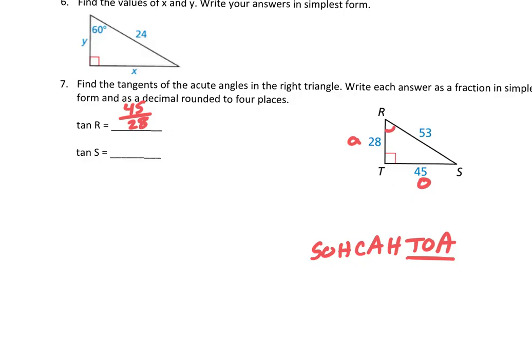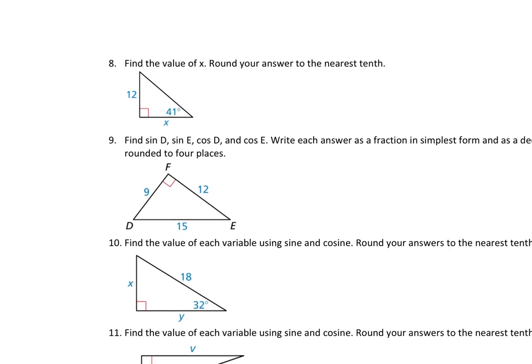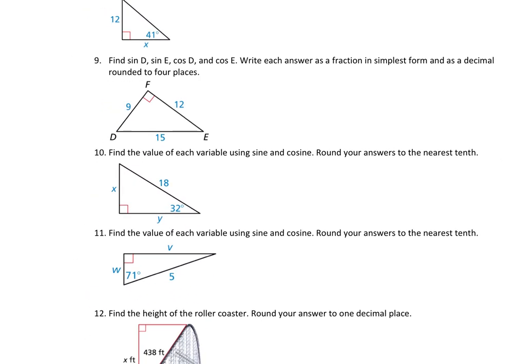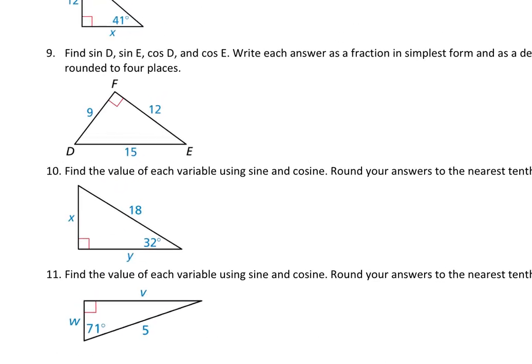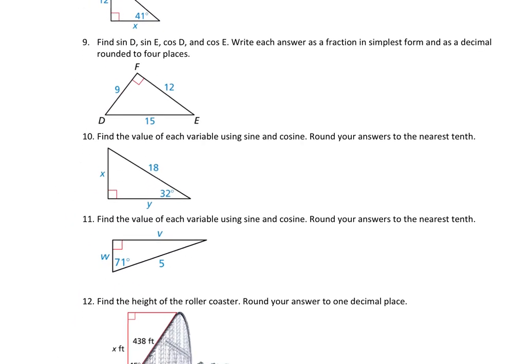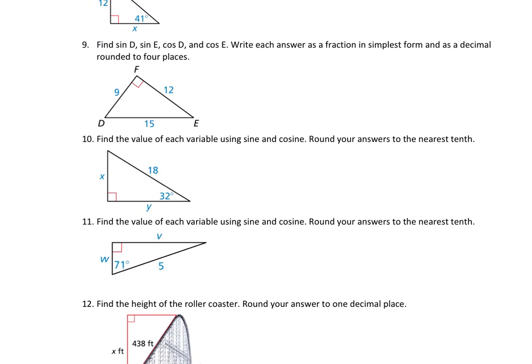So if I do that, this would become 1.6071. And that would be our 2 answers. One's as a fraction, one's as a decimal. So those are not solving questions, those are just writing the ratio questions. Okay, same thing on this page. Then we get into like some of the sine and cosine.